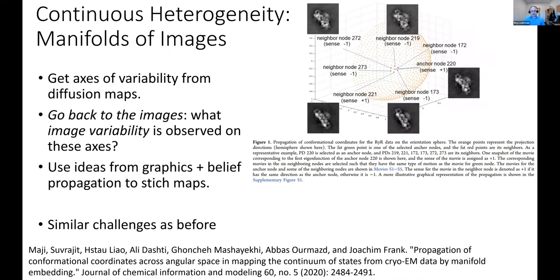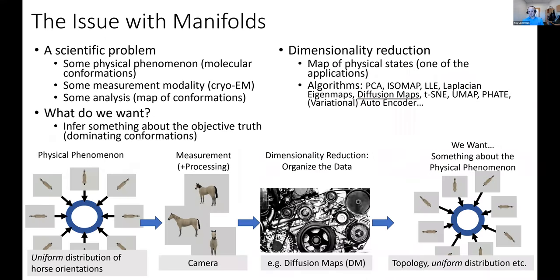And again, over time, there's a few points in how this progressed, but they've been able to make a lot of progress on this. But I want to show you one of the fundamental issues with manifold learning in this context. And I'll circle back to this. It doesn't only apply to this method, it applies to other methods as well.